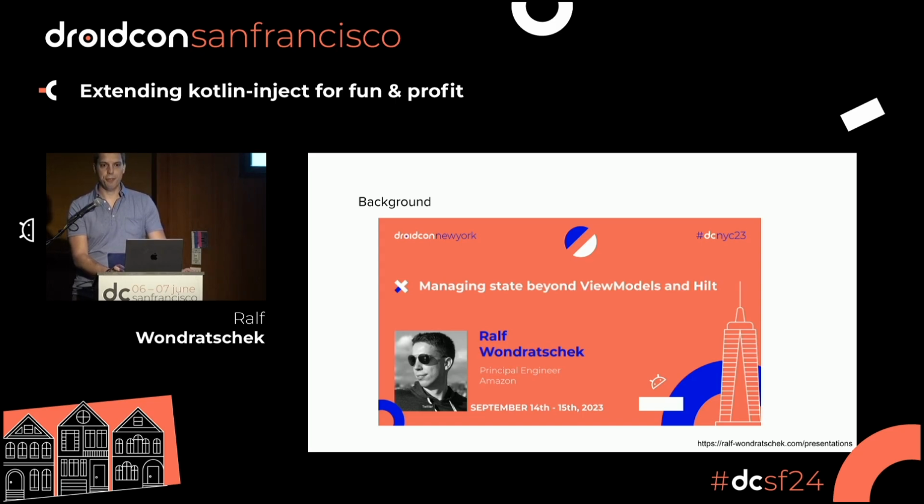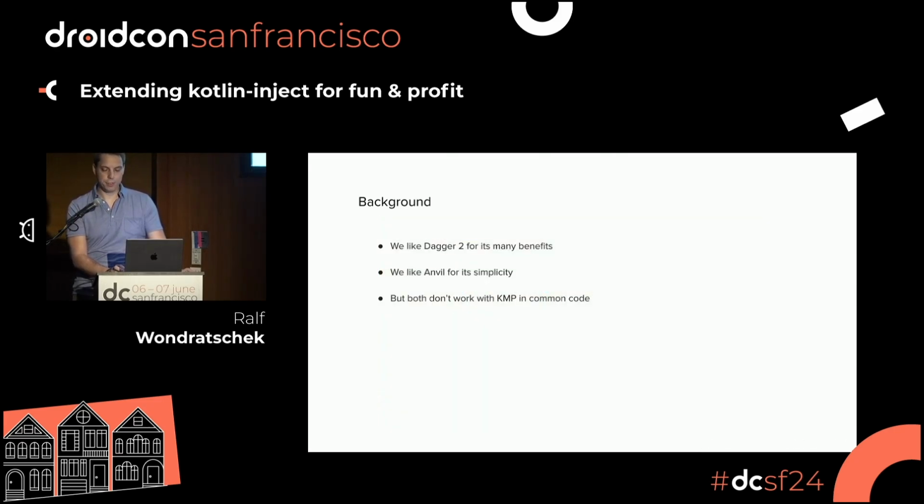But at the same time, we really liked these frameworks. They were essential for us, for our architecture. They removed a lot of boilerplate. They made our setup easier. So we had to decide what we wanted to do. And the spoiler alert, the solution is kotlin-inject that we used.